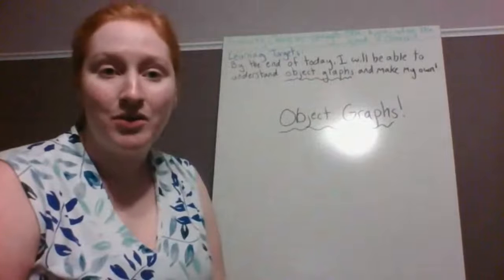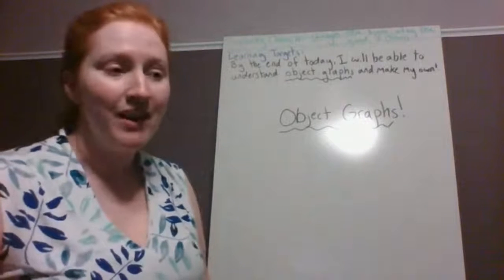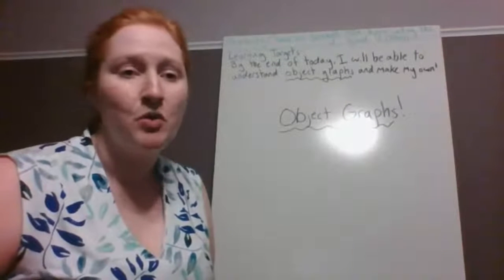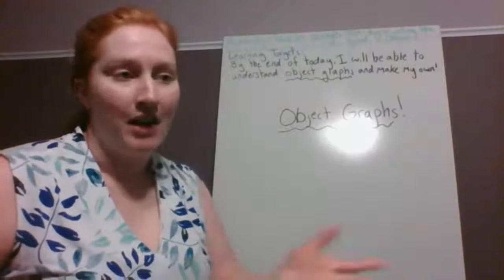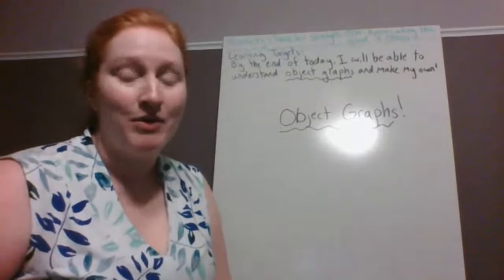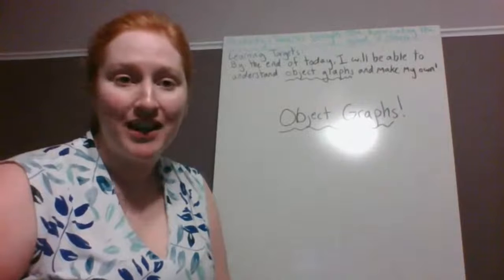So I'm going to show you what an object graph is. I'm going to make some with some things I have just around my house. And I'm going to invite you to try to make your own. You can grab anything around your house, maybe toys. I picked some food from my pantry. You could do that too if your parents are okay with it. We'll talk about making one, and then you might make your own today.